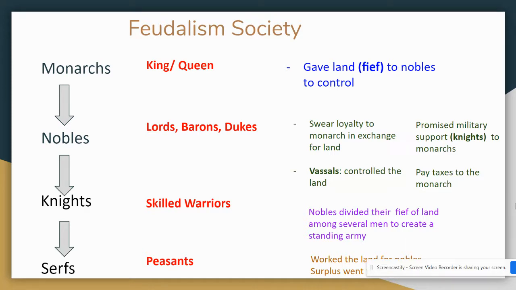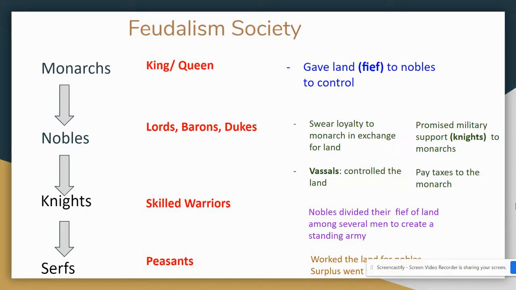Monarchs are made up of kings and queens. So a king or queen may have an expansive territory that needs to be watched. So the monarch will give land, which is also known as a fief, to nobles to control.